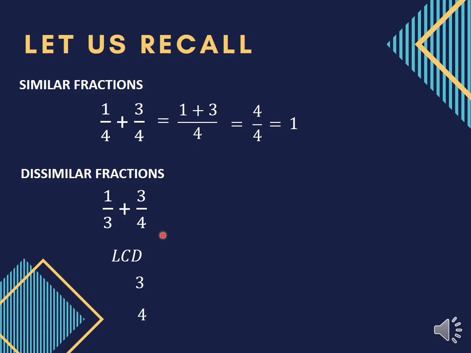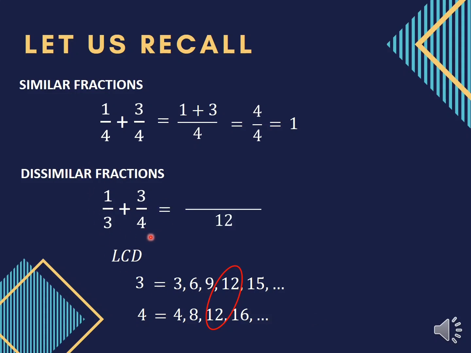So, the LCD of 3 and 4: the multiples of 3 are 3, 6, 9, 12, 15, 18, and so on and so forth. For 4, we have 4, 8, 12, 16, 20, 24, and so on and so forth. So, let us find the LCD. In order to simplify these two fractions, let us copy the LCD, 12.